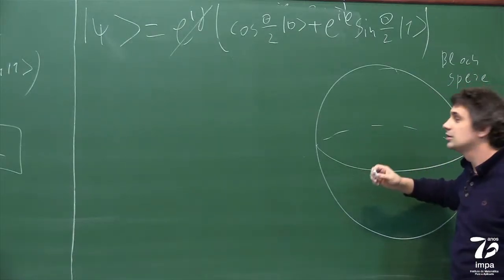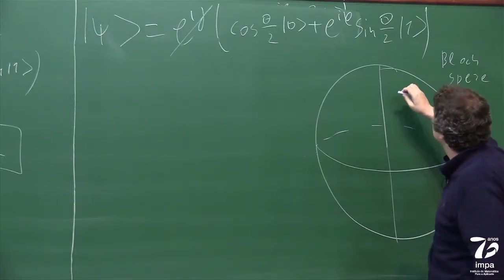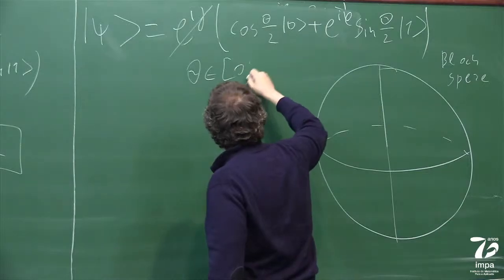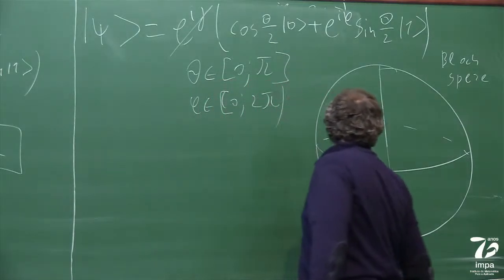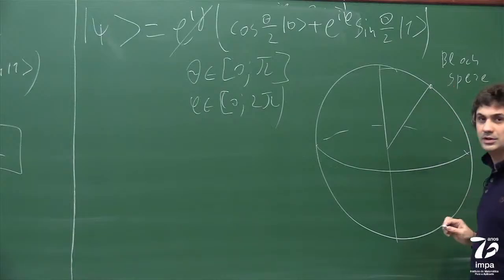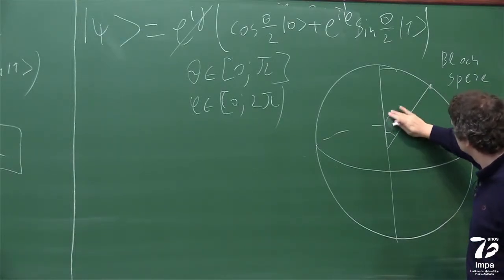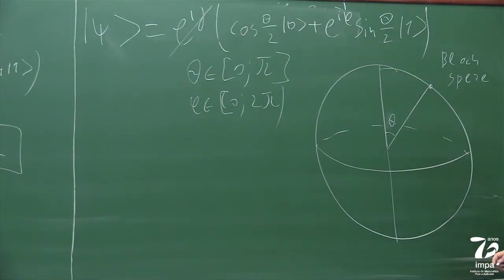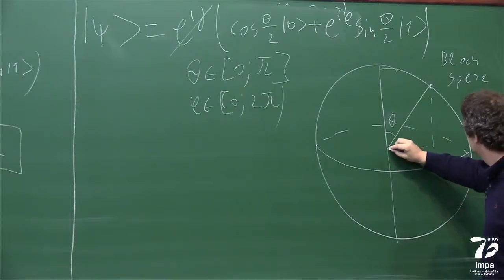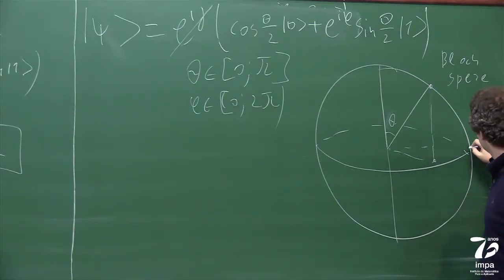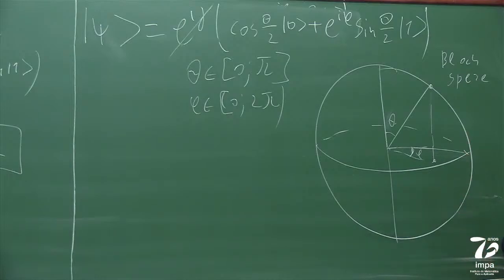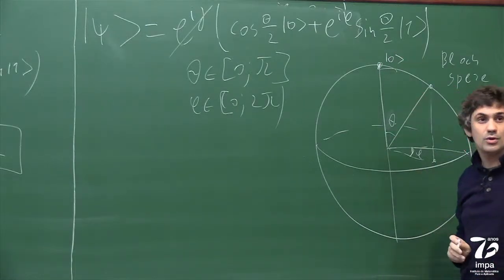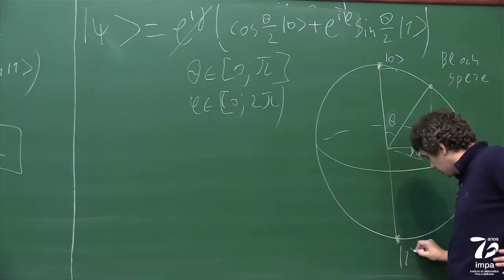Let me just draw a sphere. And let us consider that theta will be from 0 to pi, and phi will be from 0 to 2 pi. Any point on this sphere can be represented as follows: you have an angle with the vertical line, and you project it here, and you have here the angle phi. So a point on a sphere is represented by two angles, and these are exactly those two angles. In that case, zero becomes the north pole, and one becomes the south pole.